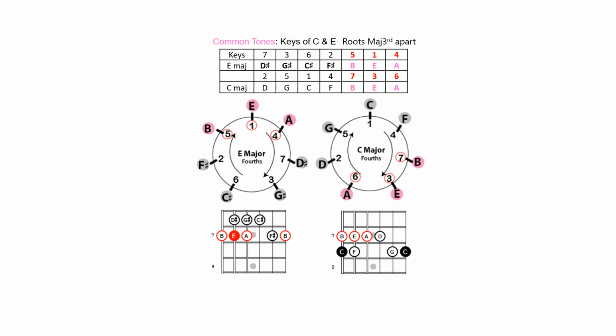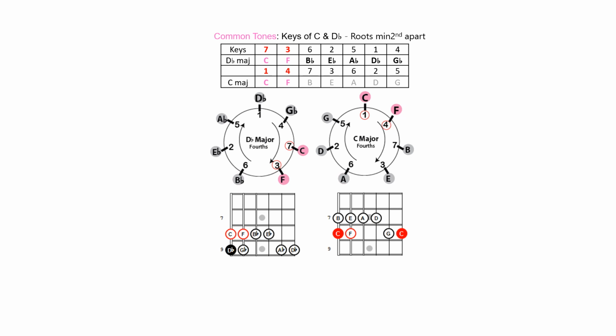When two keys like C major and E major are a major third apart, the major thirds from 5, 1, and 4 begin in E major. The common tones B, E, and A correspond to scale degrees 7, 3, and 6 in C major. The remaining natural notes become the four sharps in E major, which are D sharp, G sharp, C sharp, and F sharp.